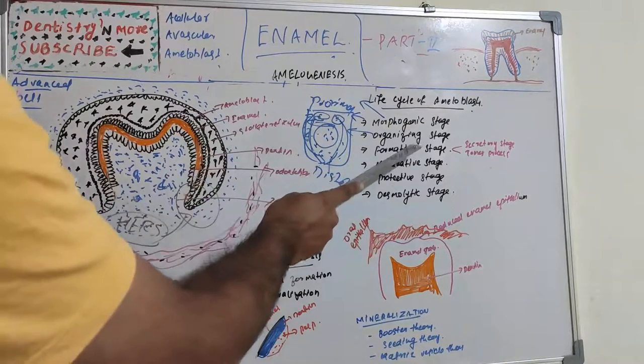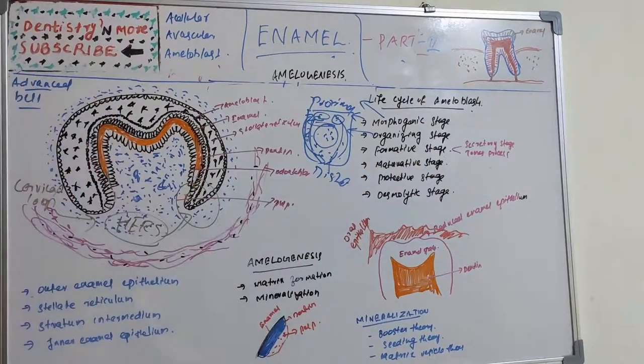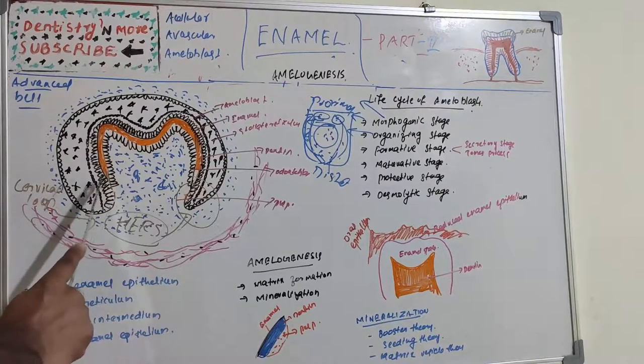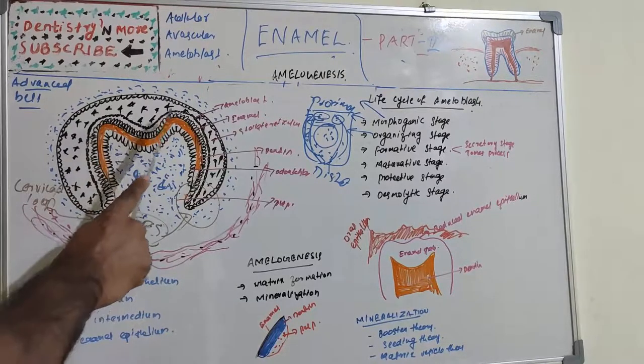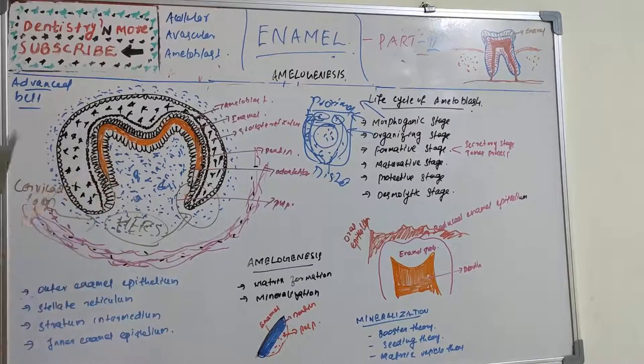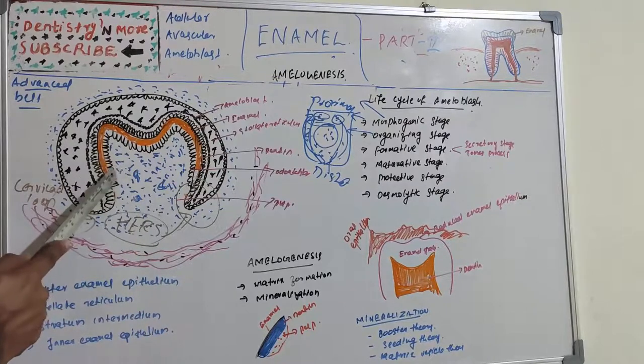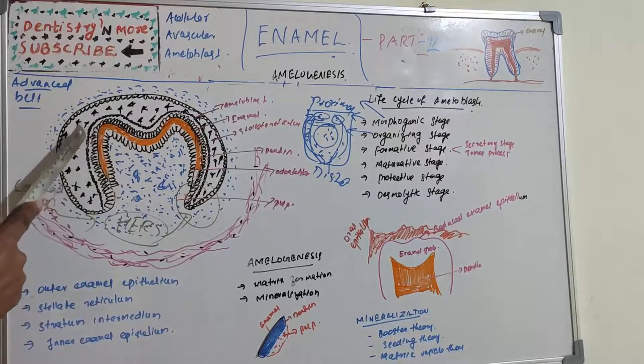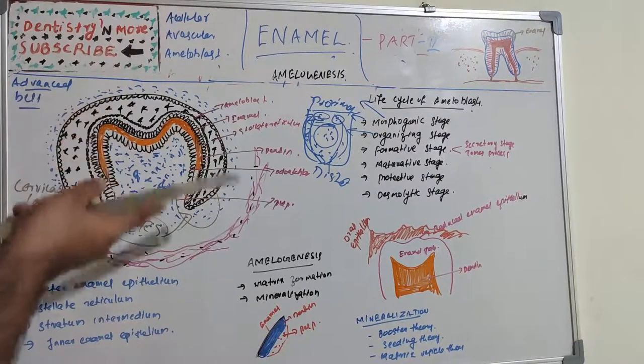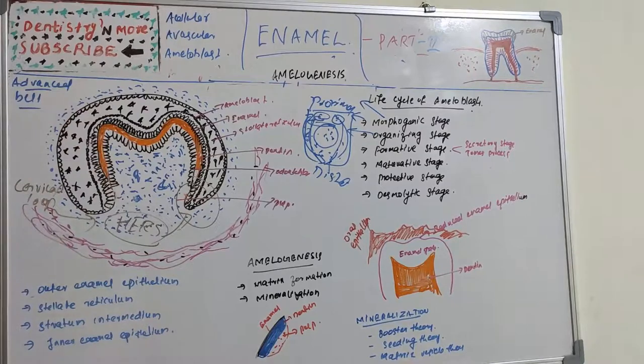Now we have formative stage, that is secretory stage, with and without Tomes process. So formative stage is also known as secretory stage, where the first layer of dentin is necessary for the beginning of enamel matrix formation, because odontoblast secretes dentin, thereby inner enamel epithelium is converting into ameloblast.